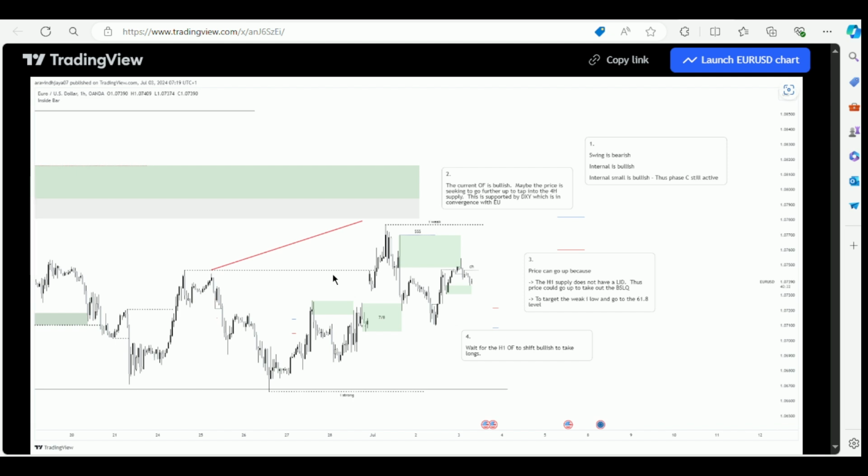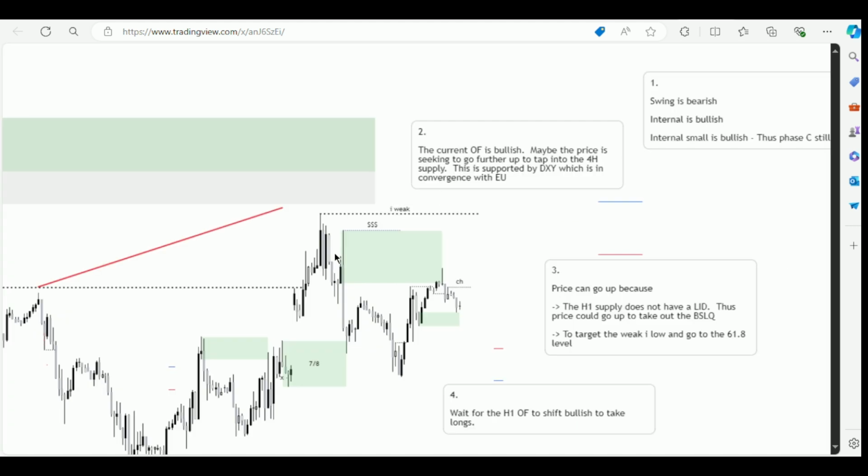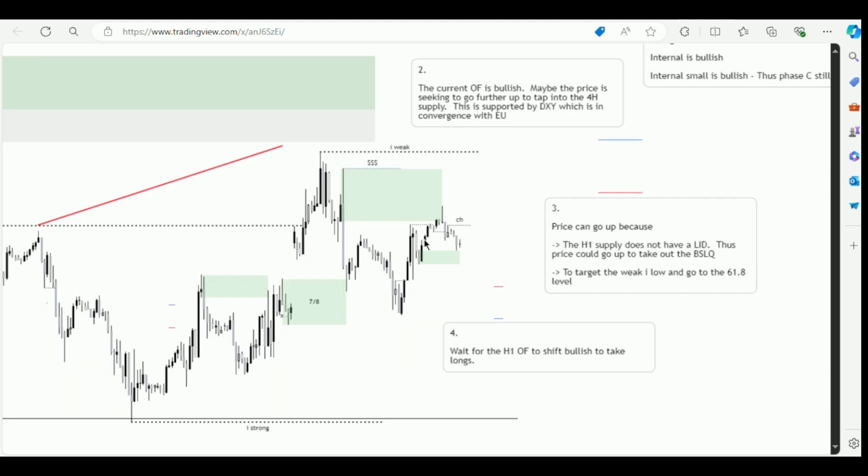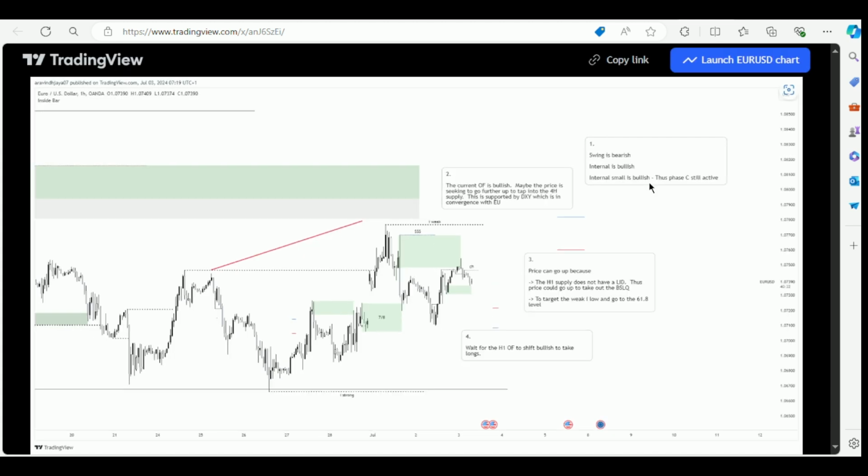So this is the strong internal low and this is the weak internal high. The internal small is bullish. But this is internal small. You can see this order flow here, right here. This is bullish. You can see there is a shift in this small internal order flow, and that is bullish. So the phase C is still active. So I can still trade the longs, that is phase C longs up to the premium prices, and then once the price reaches the premium prices, I can look for shorts.